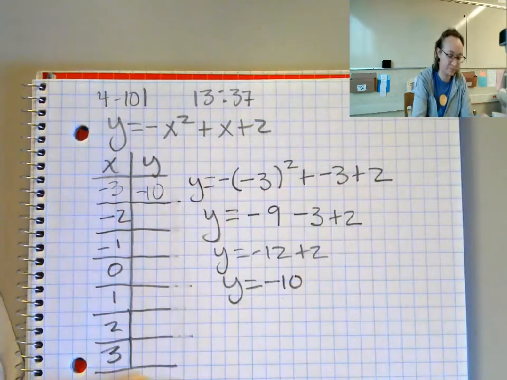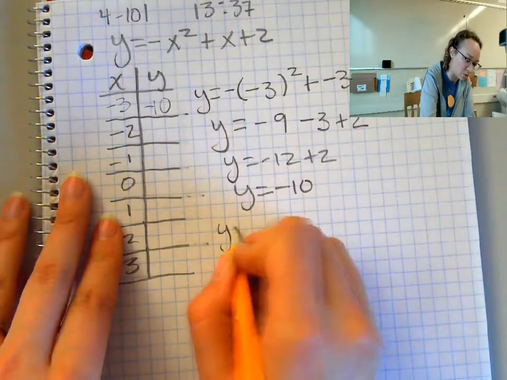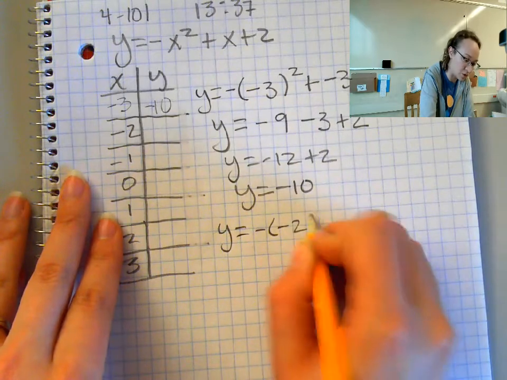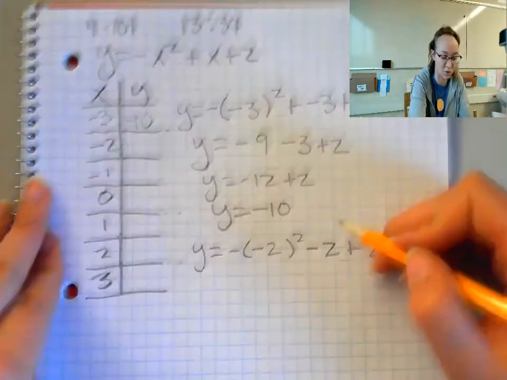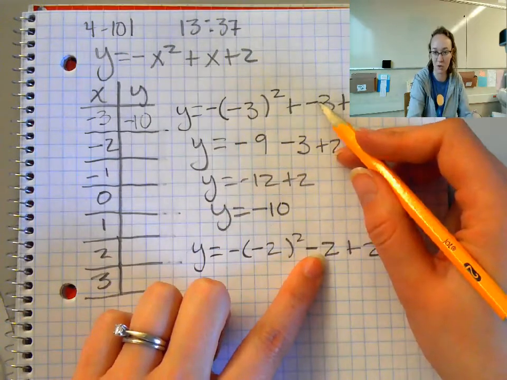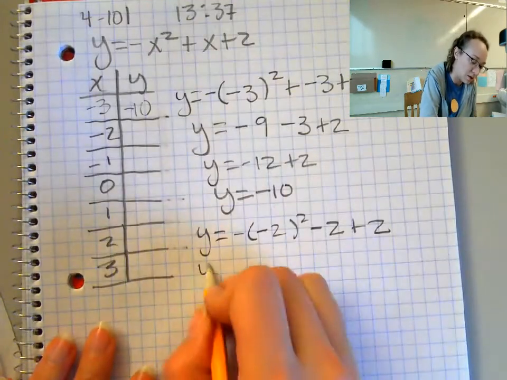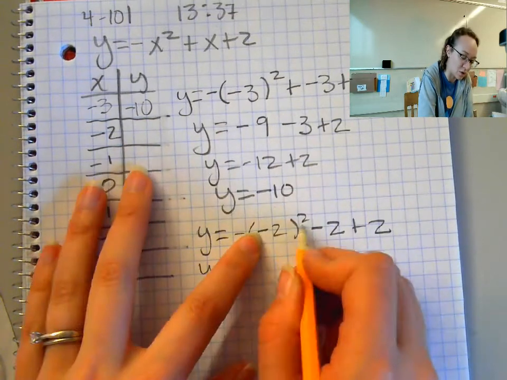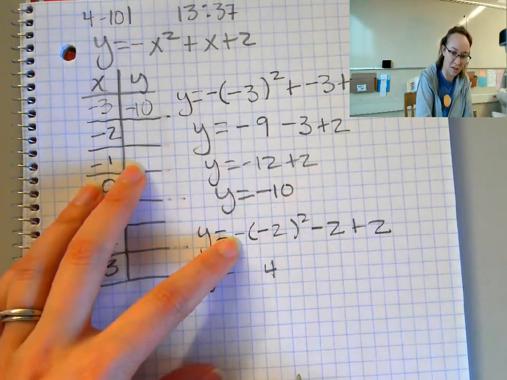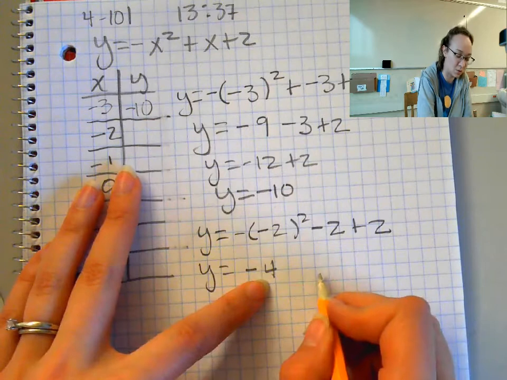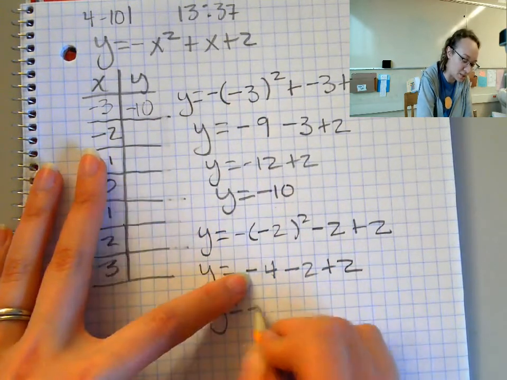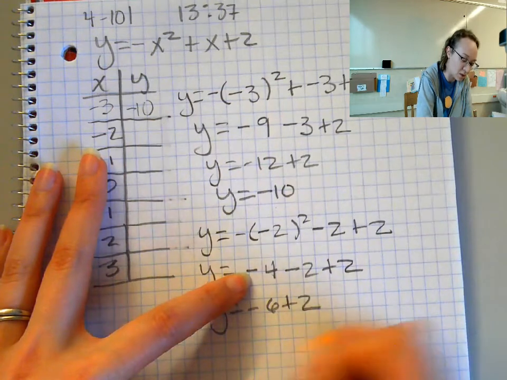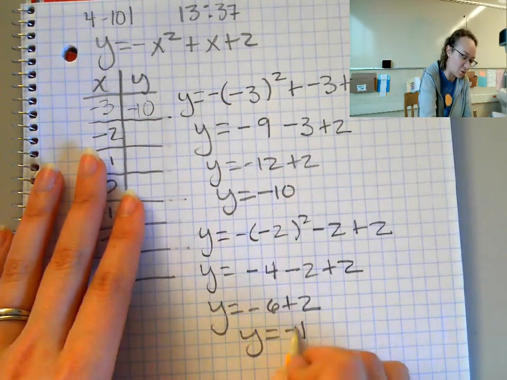And do it again. Y equals -2 squared minus 2 plus 2. I just switched it to a -2 instead of a plus negative. I hope that's okay. And then that gives me -2 squared is 4. We still have a negative outside. -4 minus 2 plus 2. So that would be -6 plus 2. That would be -4.